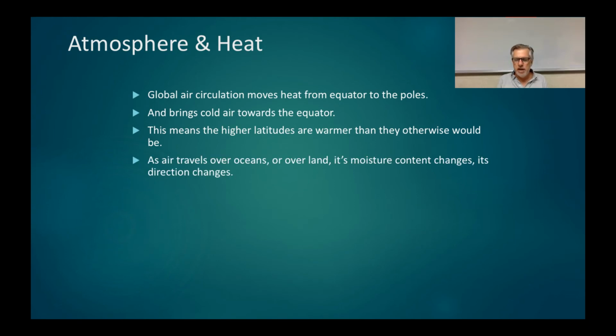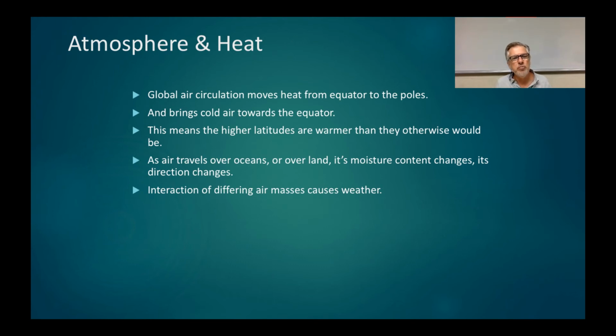So what we have seen, due to all this air movement, as air travels over oceans or over land, its moisture content changes, its direction changes, and it is the interaction of these differing air masses with their differing histories that causes weather.